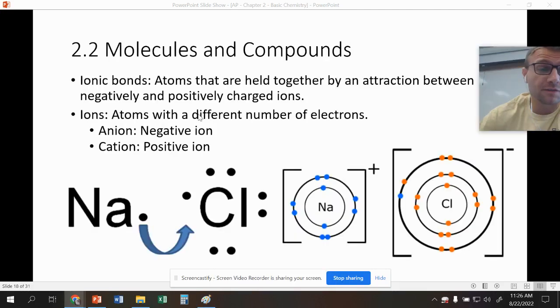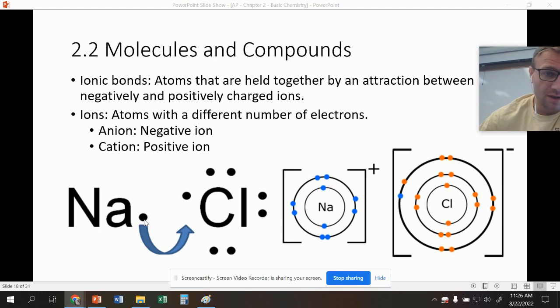Let's talk about the different types of chemical bonds that we're going to see in chemistry. So we have ionic bonds and we have covalent bonds. We're going to start talking about ionic bonds first. This is a bond where atoms are held together by an attraction force between a negative and positive ion. Remember, we have these valence electrons and we have these Lewis dot structures.